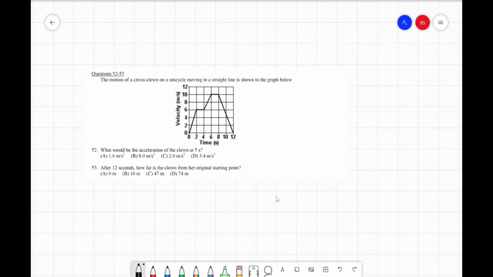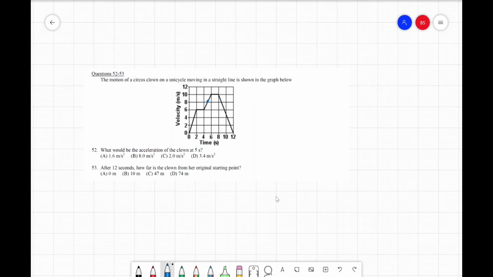In this question, we are given the motion of a circus clown on a unicycle, and here we have the velocity time graph of the clown. Our first question is, what would be the acceleration of the clown at t is equal to 5 seconds? That acceleration in a velocity time graph is equal to the slope of the line. Here we want to find it at t is equal to 5 seconds, that is over here.